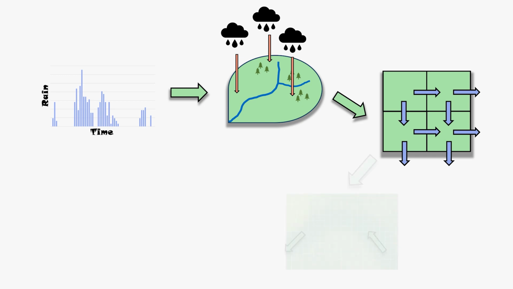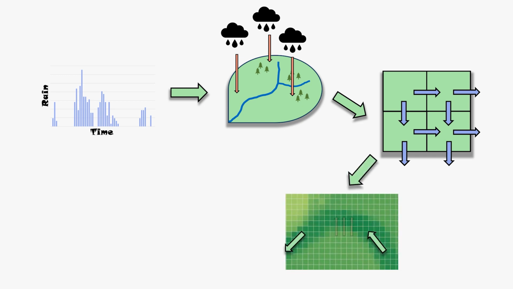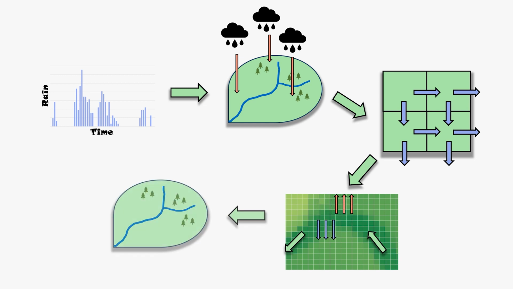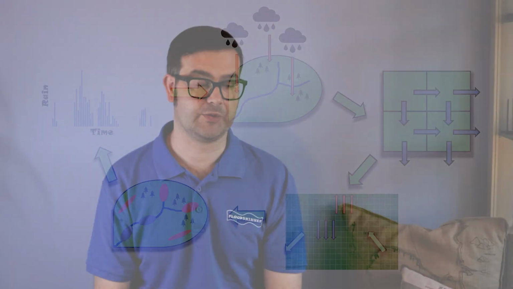It then uses those flows and forces to calculate where erosion or sedimentation will take place, which gradually changes the landscape over the course of the model simulation. What it's doing is simulating the processes of geomorphology.